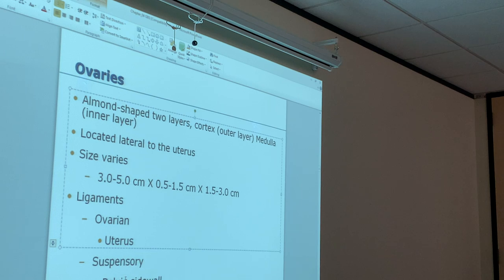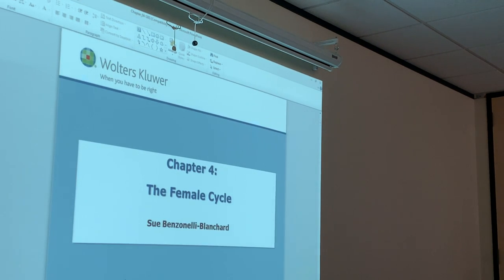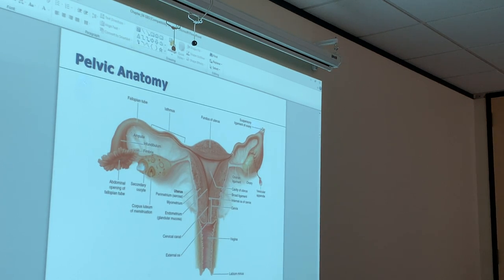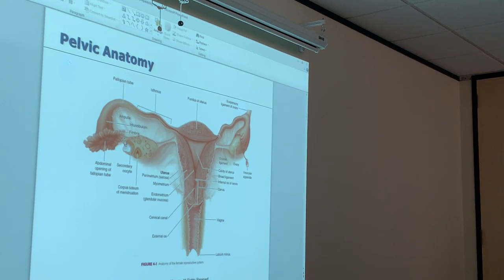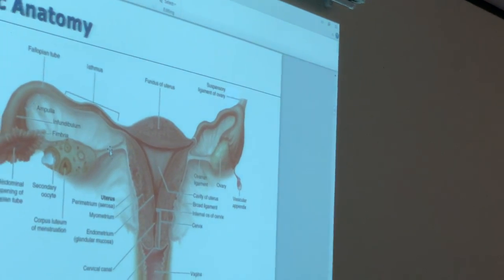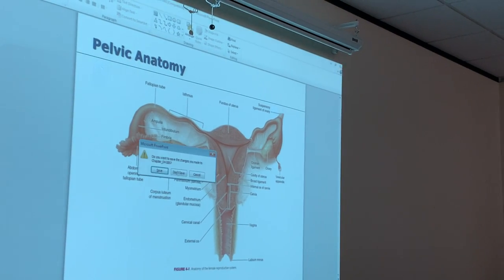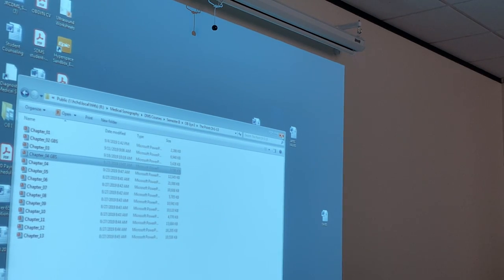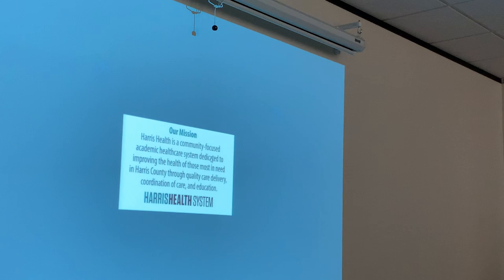And the suspensory ligament attaches the uterus to the pelvic? No. It attaches the ovary to the lateral sidewall. So if you look at this picture, here's the suspensory ligament that is attached to the ovary. Here is my suspensory ligament. Here is my ovarian ligament. Got it? Okay. The suspensory ligament holds the ovary lateral. The ovarian ligament holds the ovary medially.